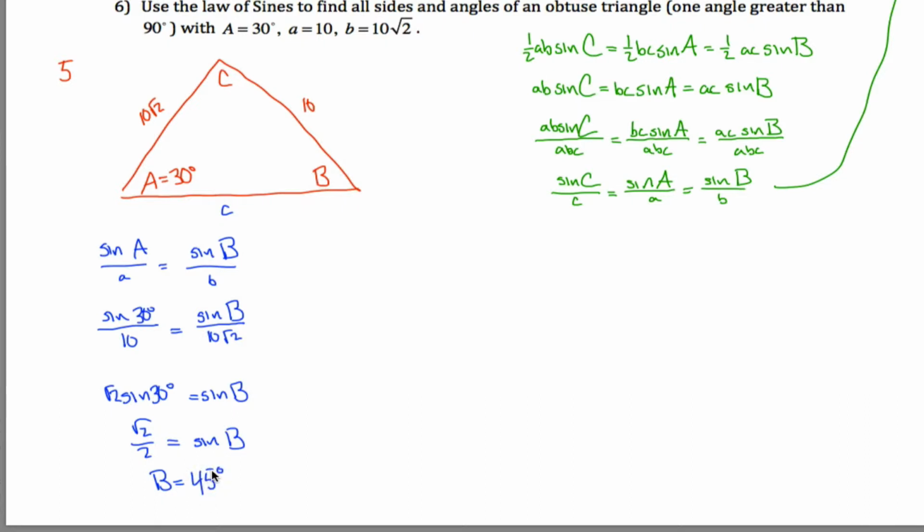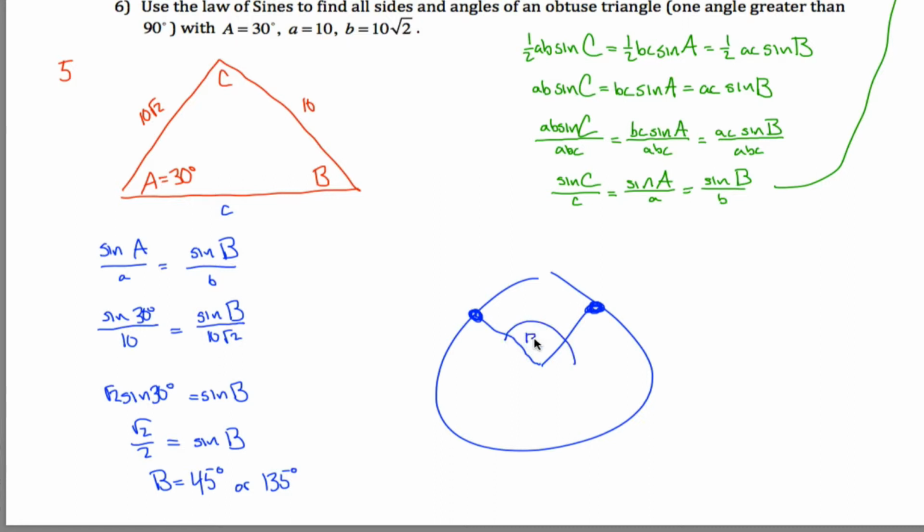However, b could also be equal to 135 degrees. All right, either of those will work. The sine of 45 degrees is root 2 over 2, but the sine of 135 degrees is also root 2 over 2. On your unit circle, there's a y-coordinate over here with the height of root 2 over 2, but there's also a y-coordinate over here with the y-coordinate of root 2 over 2. So either of those solutions work.